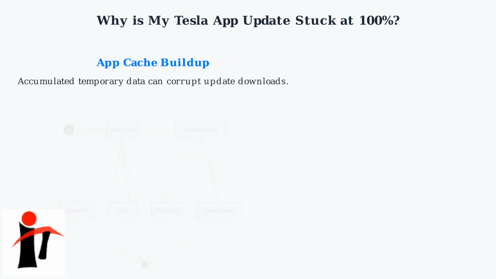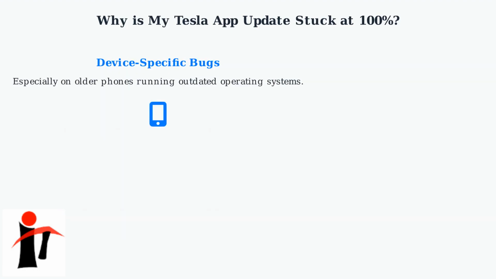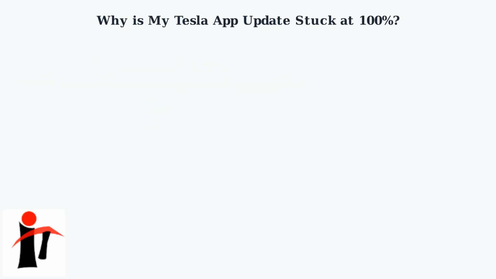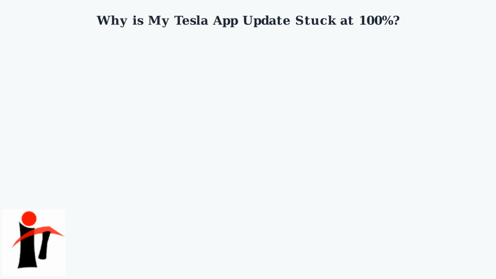App cache buildup from accumulated temporary data can lead to data corruption during updates. Device-specific bugs, particularly on older phones with outdated operating systems, can trigger update stalls. High server traffic during major Tesla updates, when thousands of users are downloading simultaneously, can overload the system.